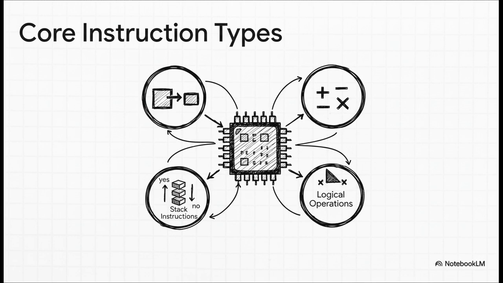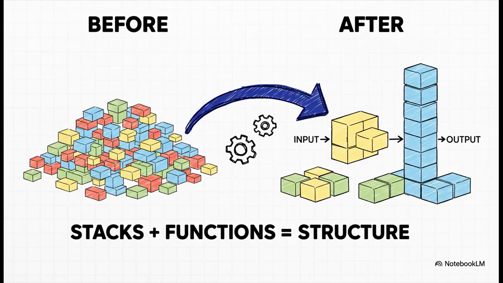You got instructions for just moving data around, you have your arithmetic instructions for doing math, you got logical operations for comparing things, and, crucially, control instructions that let you create loops and if statements, the stuff that gives your program logic and flow. But look, a random pile of instructions isn't a program any more than a random pile of words is a novel. You need structure, and that's where chapters 9 and 12 come in. They cover stacks and functions, which are the fundamental ways programmers organize complex code into reusable, manageable blocks.